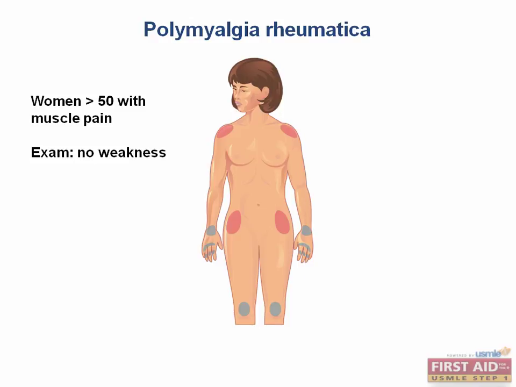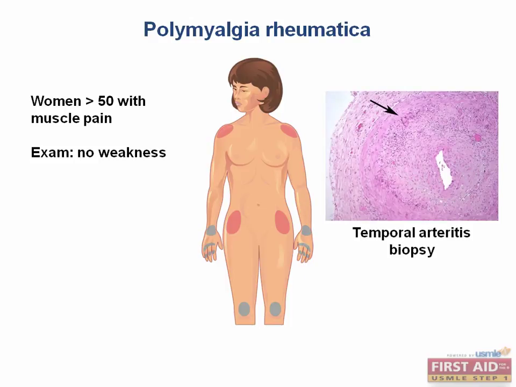The most important piece of this disease to recognize for your board exams is that it is often associated with temporal or giant cell arteritis. That means that patients may either present with both or have a history of one with the second presenting later. Either way, keep the two linked in your head in case they do present together.